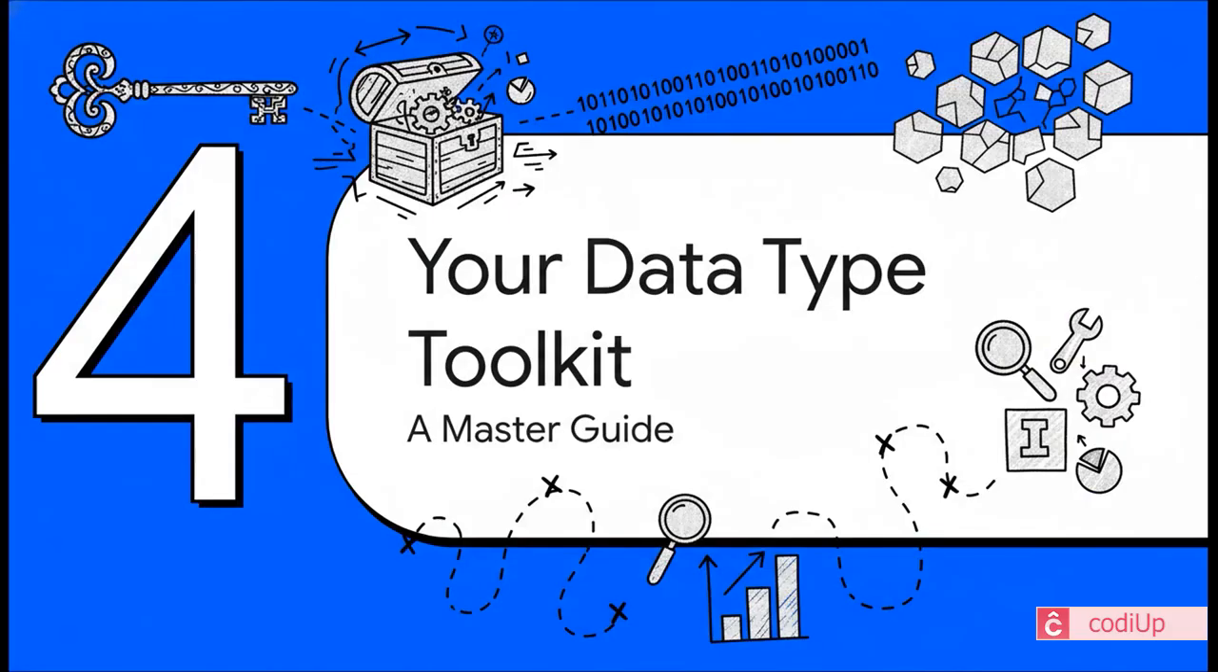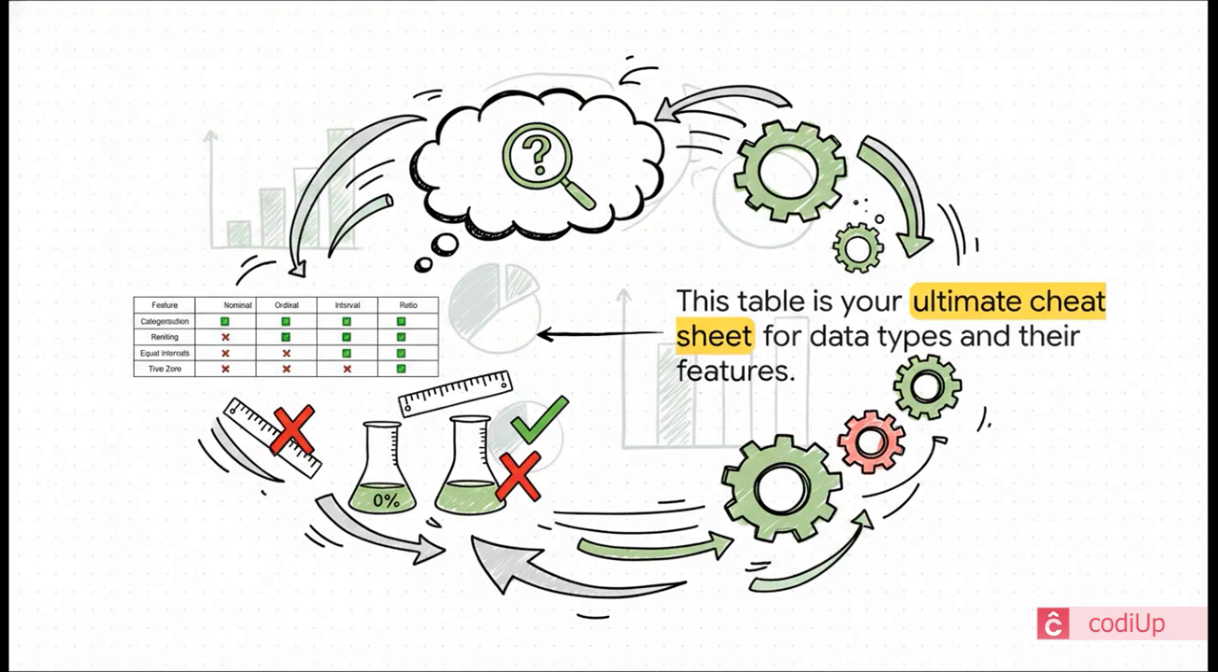Okay, deep breath. We've cracked the codes, we've navigated the data map. Now let's put it all together into a powerful toolkit that you can use anytime you're faced with data. Here it is, your ultimate cheat sheet. This table sums up the power of each data type we've talked about by asking just a few simple questions. Can you put it in order? Does it have equal intervals? And the big one, does it have a true 0? Answering these is exactly how you'll know you're picking the right tool for any job.